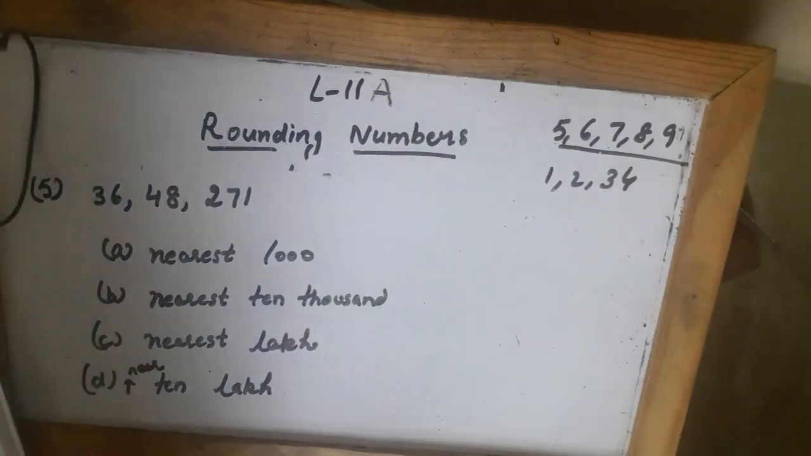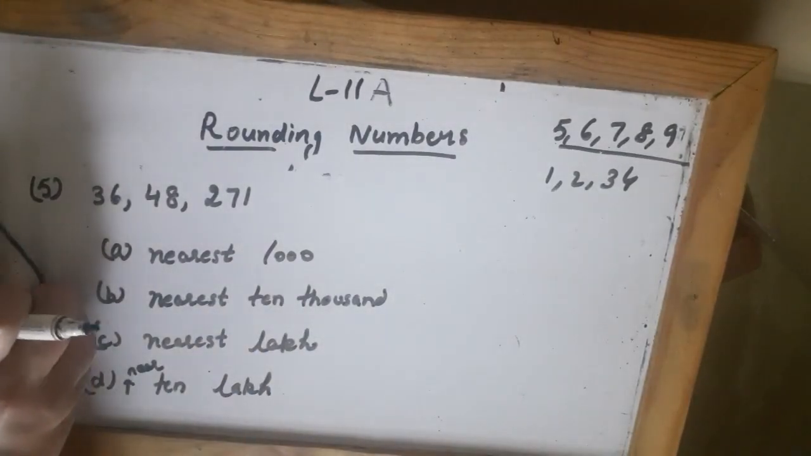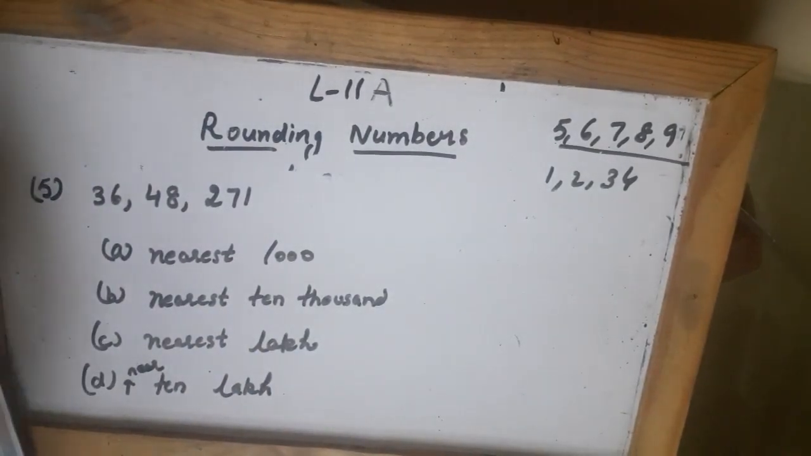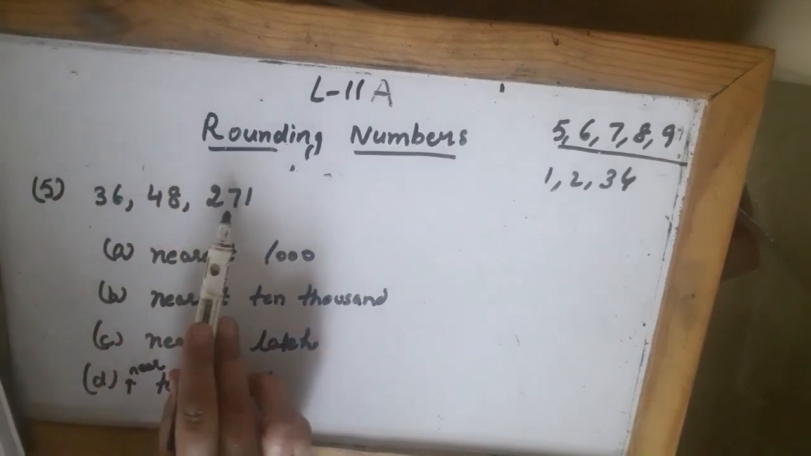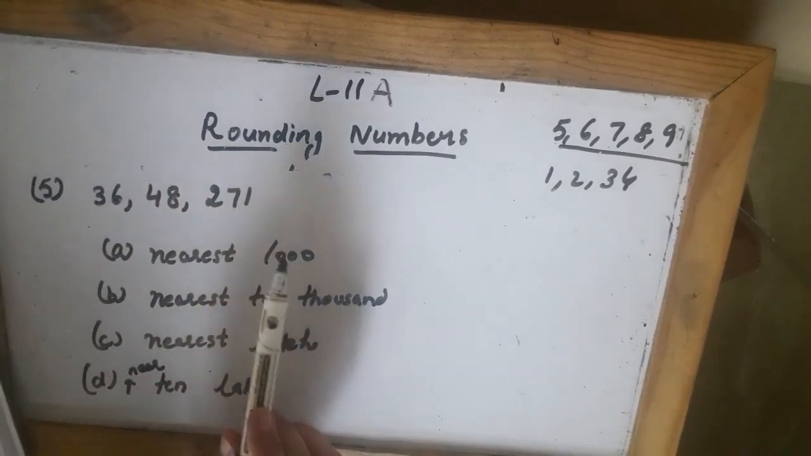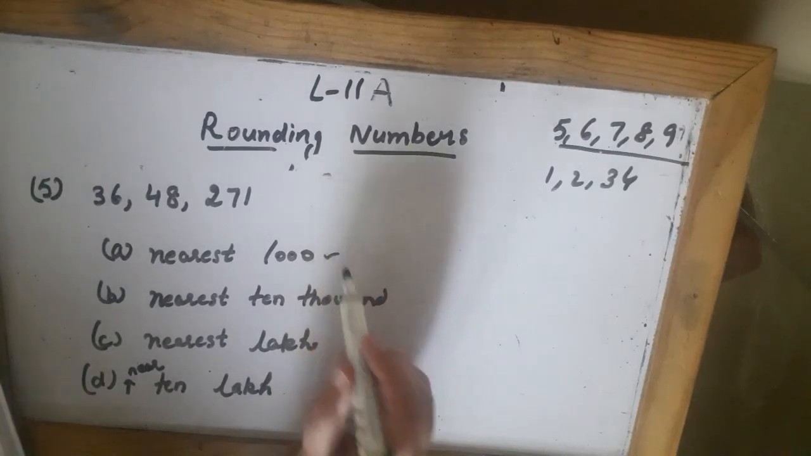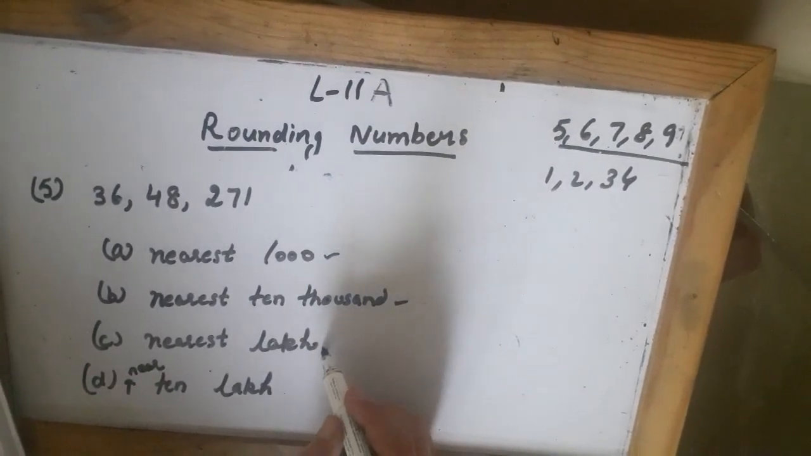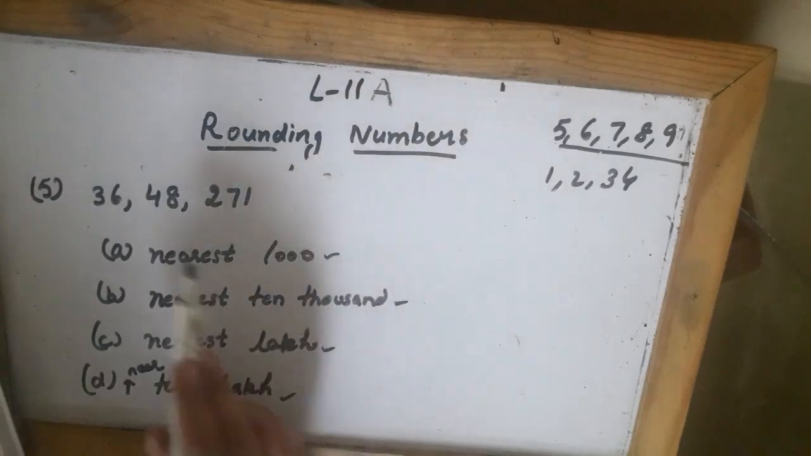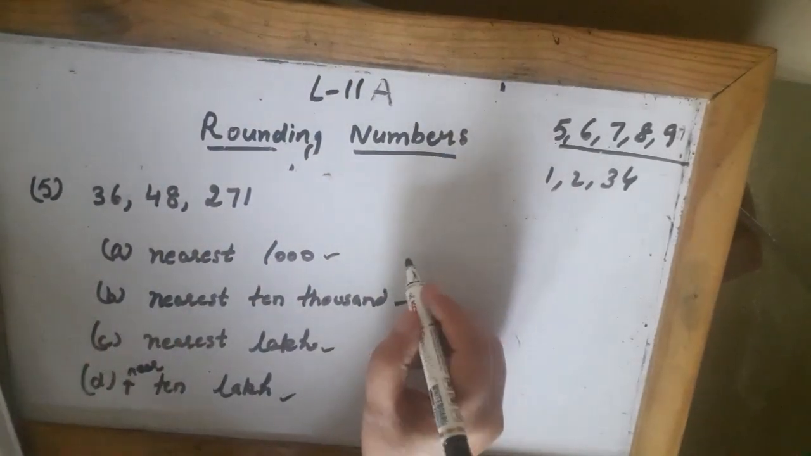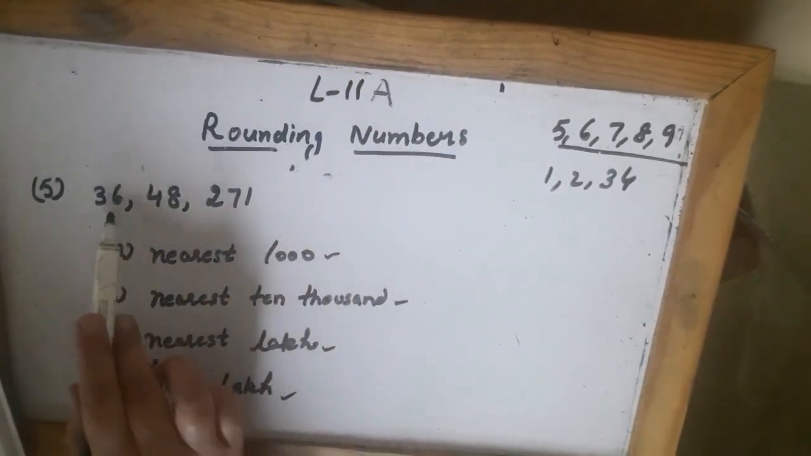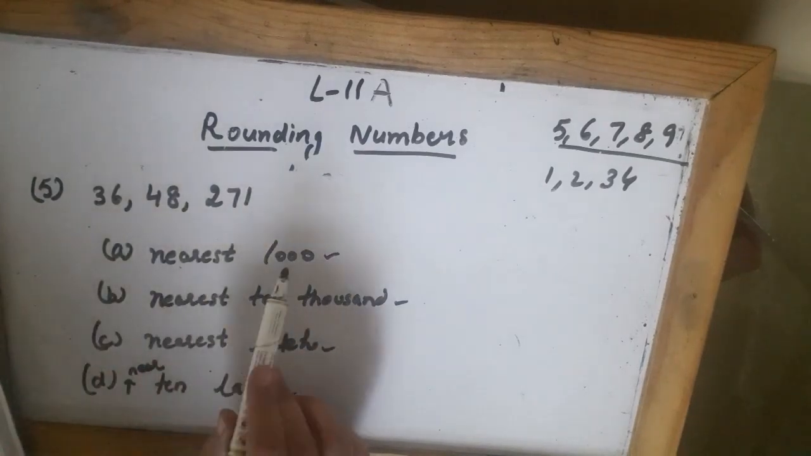Now we will do the fifth question. In this fifth question, they have given you one number, 36,48,271. Now this same number, you have to round off first to near 1,000, near 10,000, near lakh, near 10 lakh. The same number. Okay. So now the same number, first of all, the A part, near 1,000.